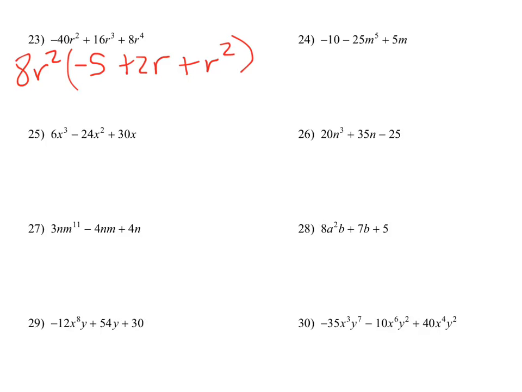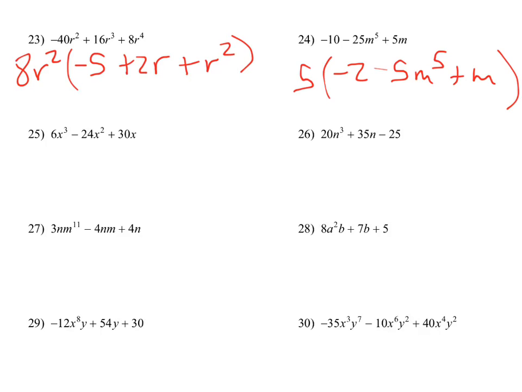And that one's it. Moving on to 24, the biggest number that you can factor out is 5, and then there are no m's in this one, so you can't pull out any m's, and you're just going to divide them all by 5. You'll get negative 2 minus 5m minus 5m to the 5th, and then plus m.